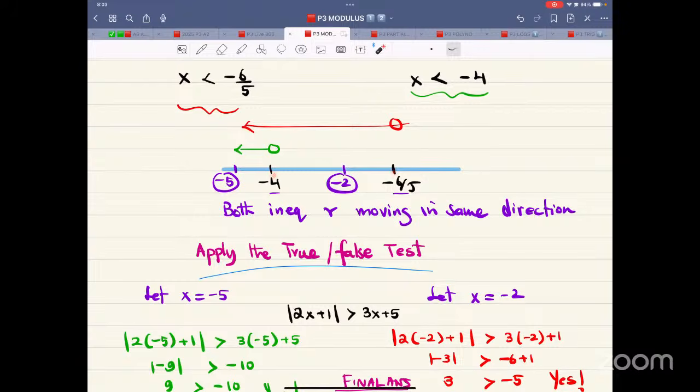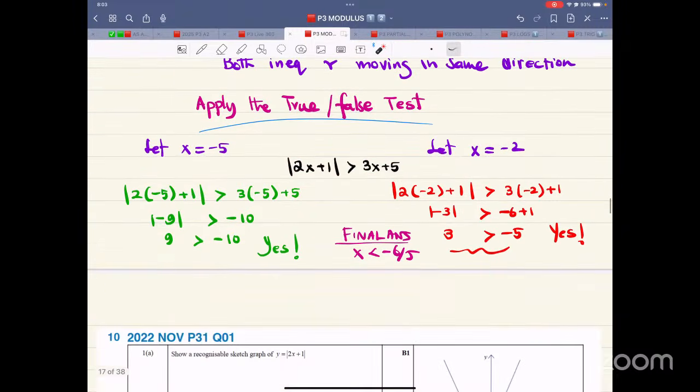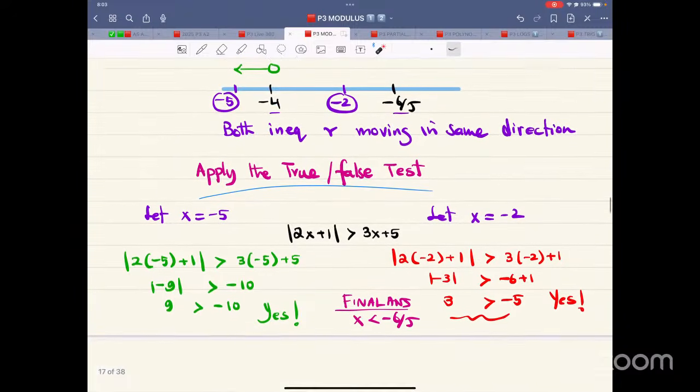Between these two, let me choose negative 2. Both inequalities are moving in the same direction. Apply the true-false test. That is what I do. If I plug in negative 5 in the original inequality, it proves that this inequality is true for this particular value.